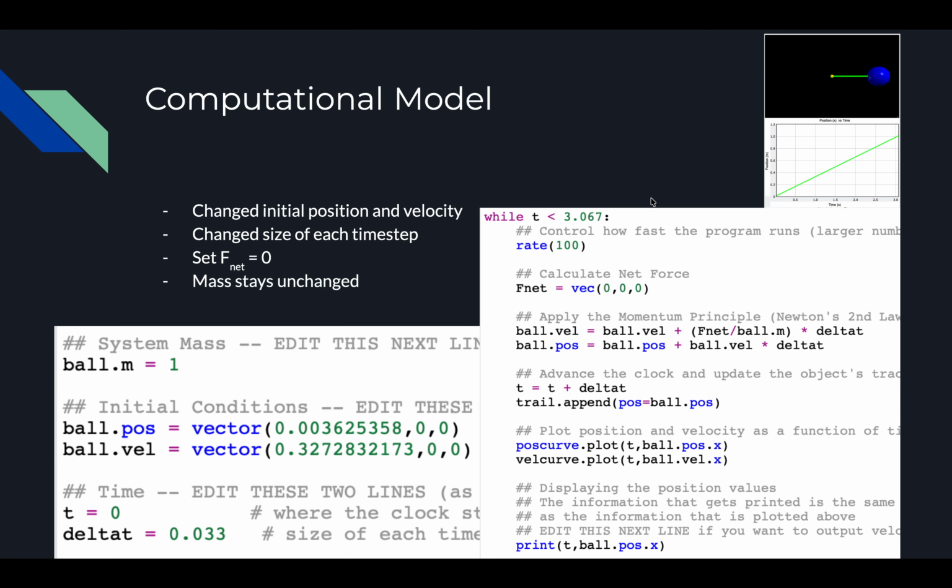So for a computational model, using the starter code, we can change the initial position and the velocity to represent our Tracker data. So first, we changed the position to the initial position, and then we changed the velocity to the velocity we calculated in the last slide. And then we changed the net force to 0 to represent constant velocity. And mass stays unchanged because if F net equals 0, then the velocity does not change with a different mass.